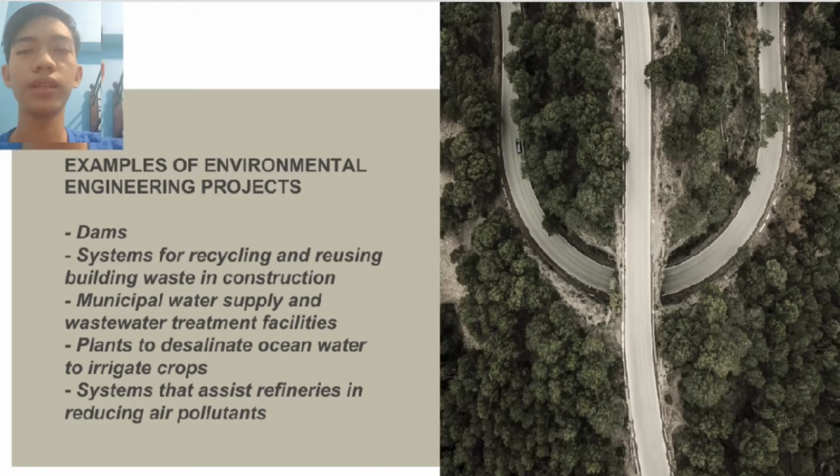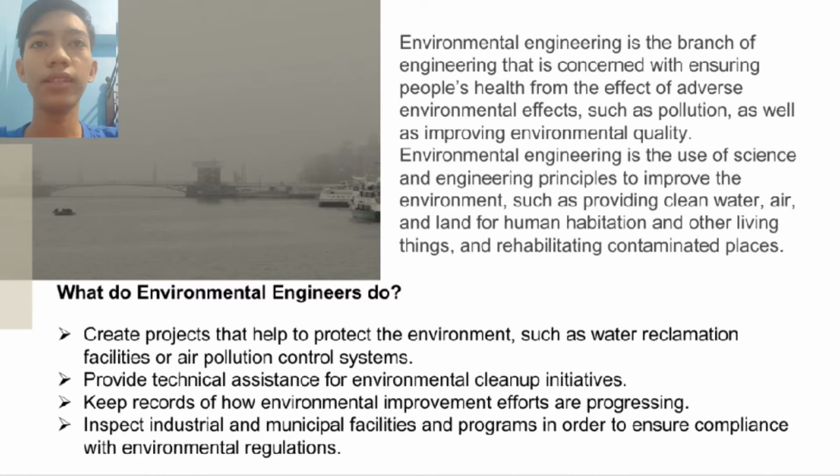Environmental engineering. Examples of environmental engineering projects are dams, systems for recycling and reusing building waste in construction, municipal water supply and wastewater treatment facilities, plants to desalinate ocean water to irrigate crops, and systems that assist refineries in reducing air pollutants. Environmental engineering is the branch of engineering that is concerned with ensuring people's health from the effect of adverse environmental effects, such as pollution, as well as improving environmental quality.